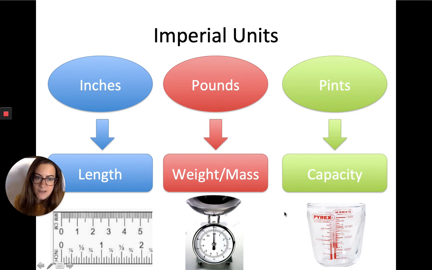And pints we use to measure capacity. So if you have a measuring jug, you might have litres on one side, which is the metric measure, and pints on the other side, which is the imperial measure. And if you buy your milk from the supermarket, our milk in the UK is still sold in pints, which is strange because we generally use the metric system to measure capacity.